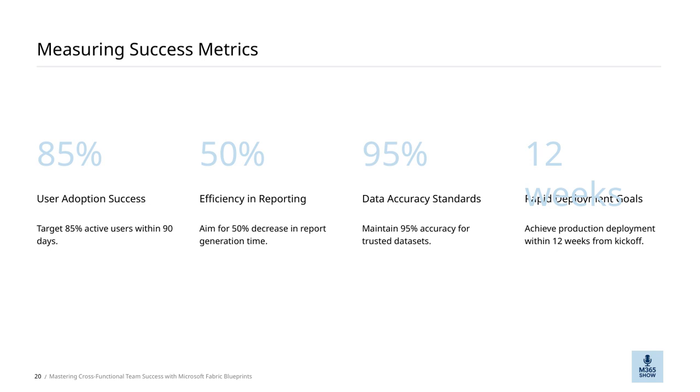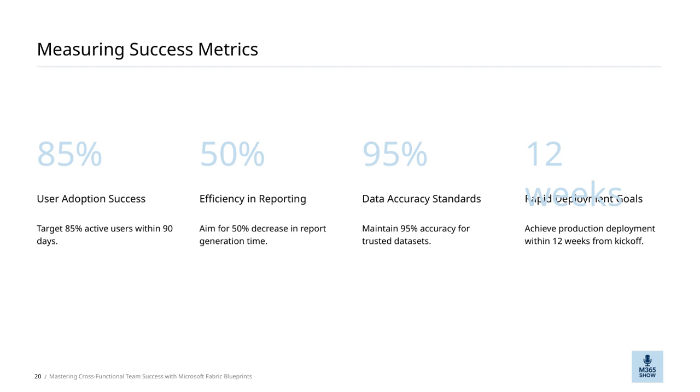Now, let's take a look at some of the key success metrics we're aiming for with this project. First, rapid deployment is crucial. Our goal is to get everything into production within 12 weeks from the kickoff, ensuring we move quickly but still maintain quality. Next, data accuracy is vital. We're striving for at least 95% accuracy in our trusted datasets, which helps ensure the decisions we make are reliable.